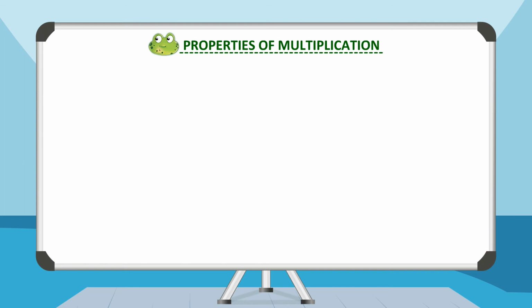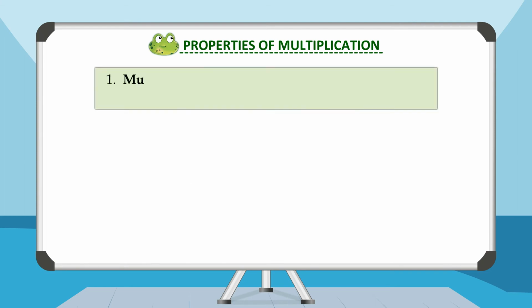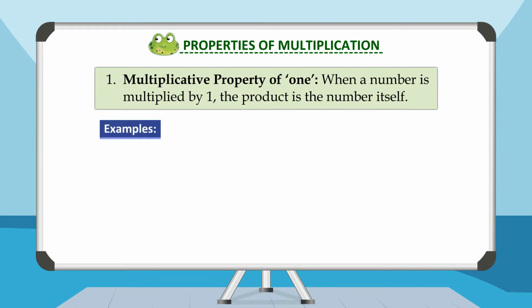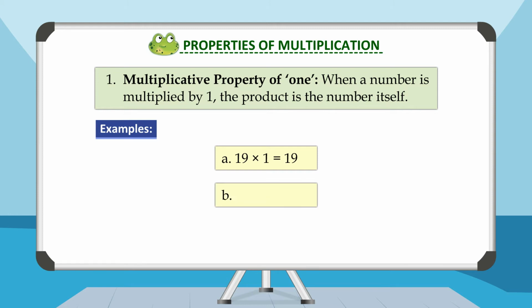Properties of multiplication. 1. Multiplicative property of 1. When a number is multiplied by 1, the product is the number itself. Examples: A. 19 into 1 is equal to 19. B. 91 into 1 is equal to 91. C. 511 into 1 is equal to 511.